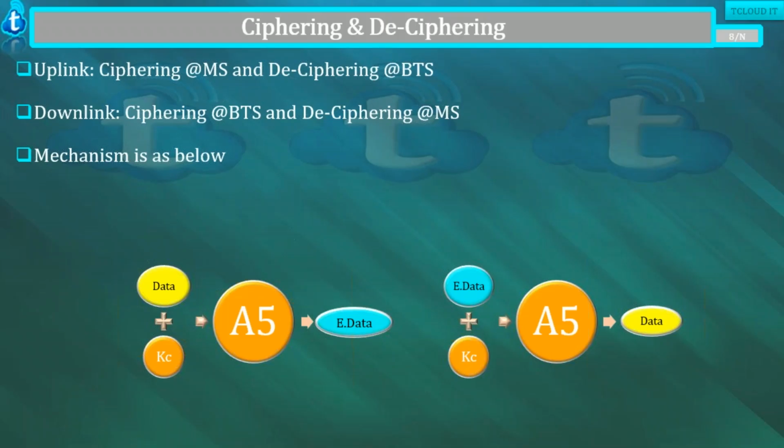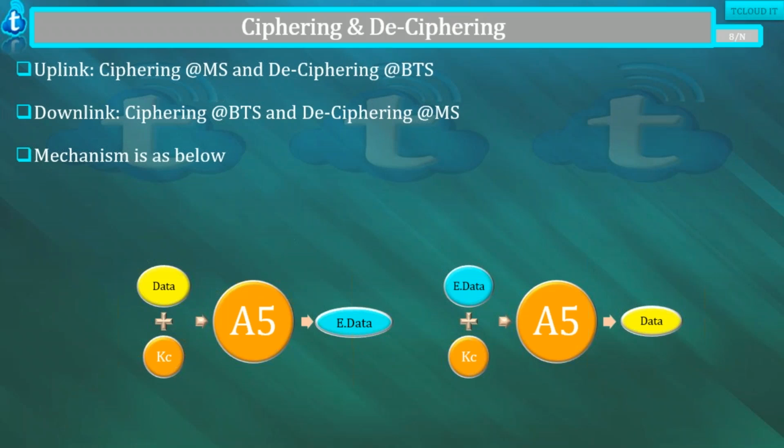So mobile and BTS never exchanged this KC with one another, but they both have this KC available, so they are using it for their benefit. How are they using it? With the help of this KC, they are locking the information. Mobile is locking the information with the help of KC. Only the one who has this KC can unlock this information. So BTS, once it receives this locked data, will forward that locked data along with this KC to A5, and this A5 algorithm will be able to decrypt or decipher that information.